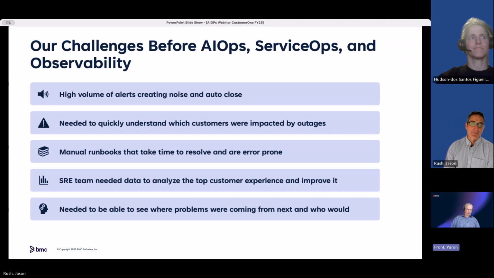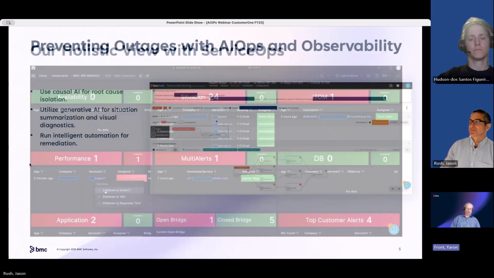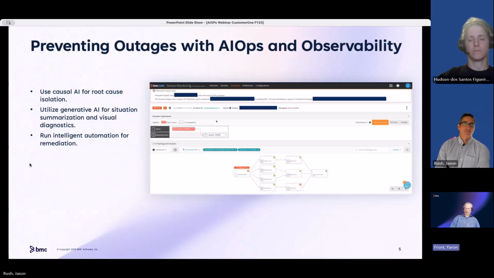Wow, that sounds like a lot to handle. So what changed? How has AIOps and observability helped you in preventing outages or handling the disruptions that you just described? Yeah, and right away seeing a tool like AIOps come in, it's basically like a forest through the trees tool.